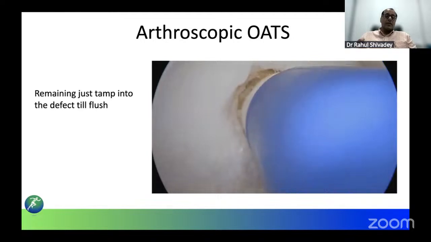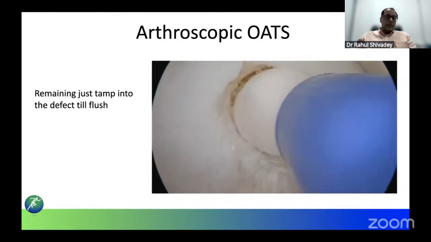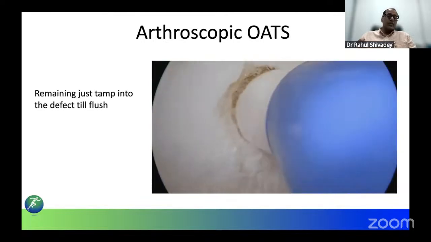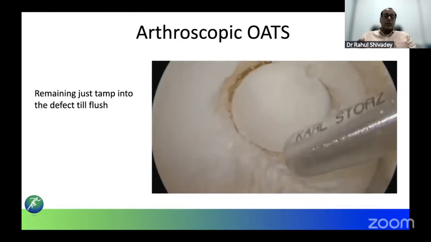And that is where you will find that the healing rates, the patient satisfaction rates, and the return to pre-injury levels are very good. So again, being flush is very, very important in such cases.